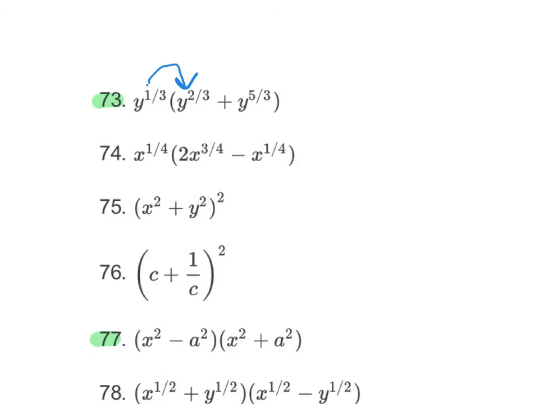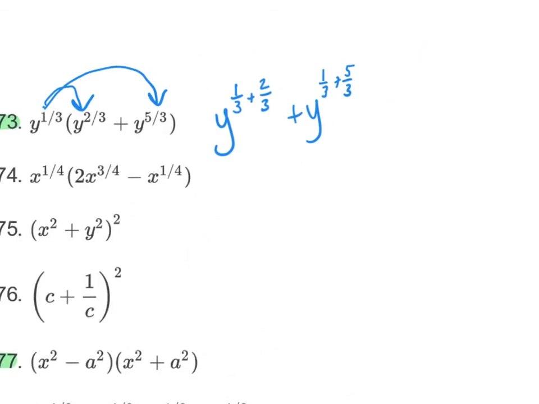If we're multiplying the same bases, what do we do to the exponents? You add them. So this is 1/3 and 2/3. So now I'm going to go here, and I'm going to say plus y, and I add the exponents again. 1/3 plus 5/3. Do I leave it looking funny like that?